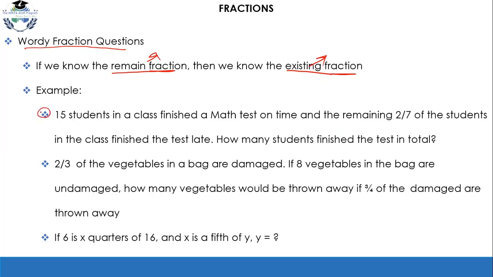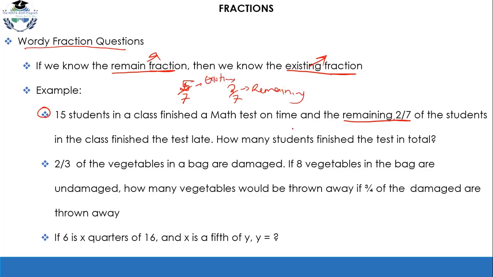Let's take, for example, this first example here. 15 students in a class finished the math test on time. And again, we have the remaining fraction: 2 over 7 of the students in the class finished the test late. How many students finished the test in total? So the remaining is 2 over 7 of the students, meaning 5 over 7 and then 2 over 7. So this is the remaining, meaning this is existing.